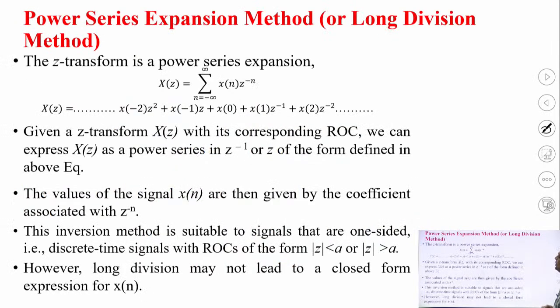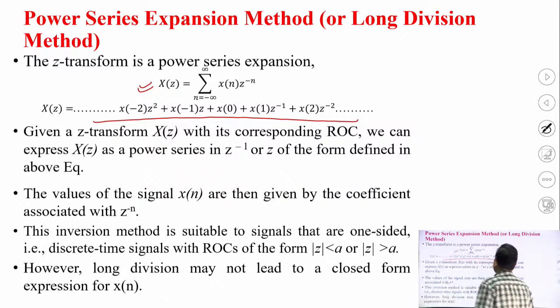Another method is the power series expansion method. This is the bilateral z transform formula, in which we have negative values as well as positive values. In the power series expansion method, you can represent your signal X(z) in terms of either negative powers of z or positive powers of z. The important thing is that we cannot take positive and negative powers of z simultaneously.